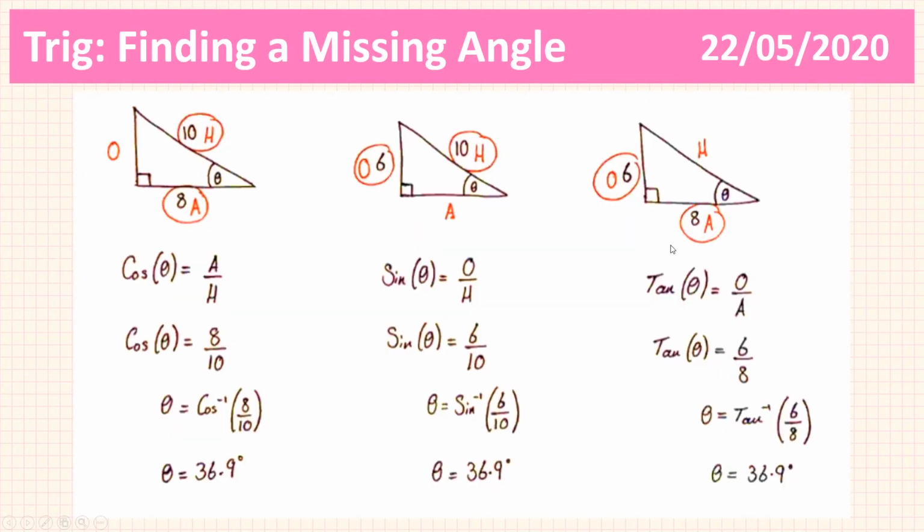So here are 3 examples of the same triangle, but we're working with sine, cosine, and tan. What I'd like you to do is pause the video and tell me what we've done in each bit of working.